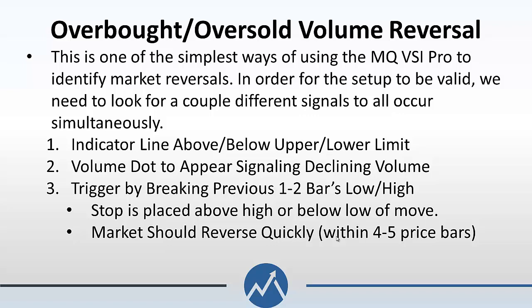Okay. Then we want it to trigger, because there's always at least two parts to every trade. There's a setup, why we think it should go up or down, and then there's a trigger, why we should actually get into the trade when we actually decide to place the trade. And the trigger for this is going to be the break of the previous one or two bars low if it's bearish, or high if it's bullish. That's very important. It has to trigger. The stop is then placed above the high or below the low of the move, and the market should reverse fairly quickly within just a couple of price bars.